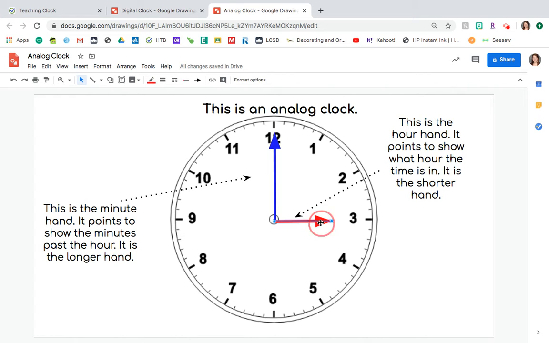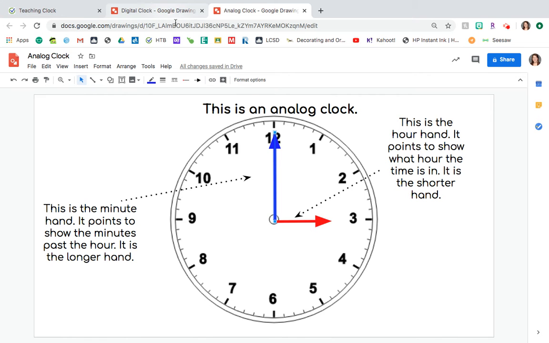So right now, our hour hand is pointing to the 3, and then our minute hand is pointing up to the 12. And that shows that it is actually 3 o'clock. It is right on the hour, just started 3 o'clock. Our blue hand, this minute hand, will show us our minutes past the hour.